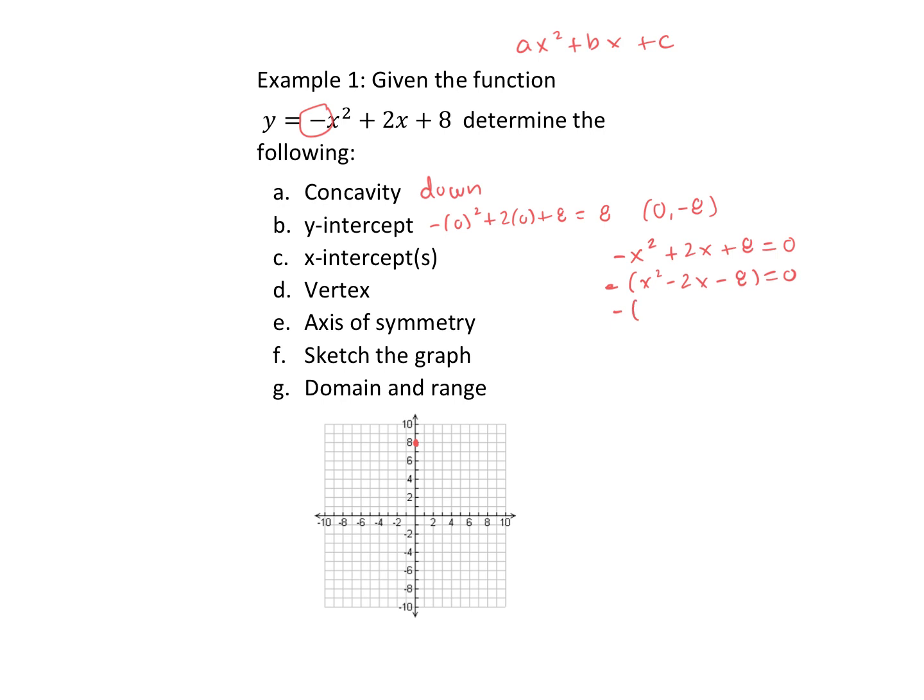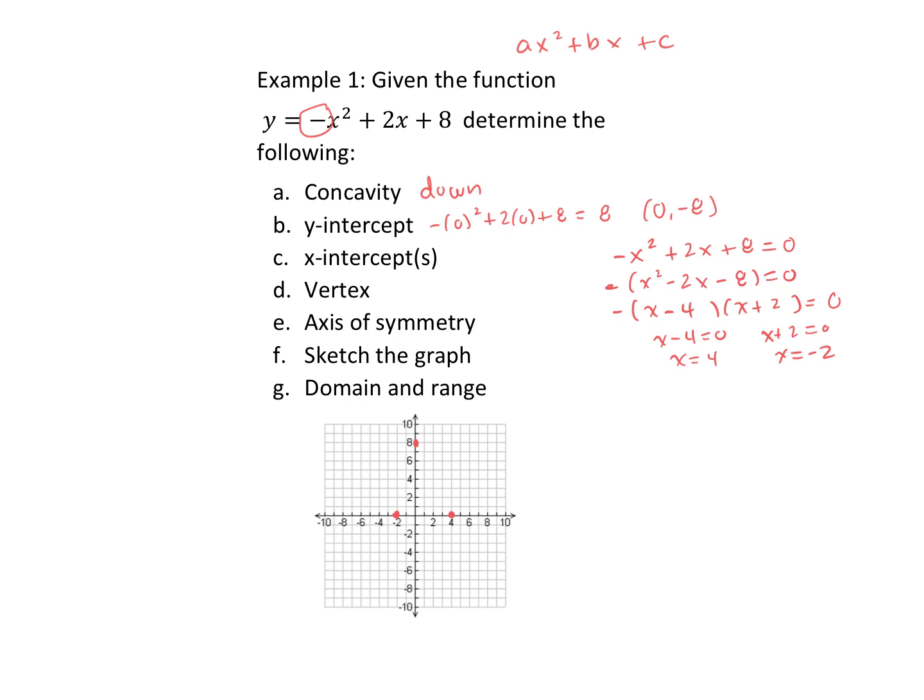Now I have a simple trinomial. So I want two numbers that multiply to get negative 8 and add to get negative 2, which would be negative 4 plus 2. And then finally, I am going to set each factor equal to 0 and solve for x to find those x-intercepts. So I have two x-intercepts, one at 4 and one at negative 2. So there's another 2 points I can plot.